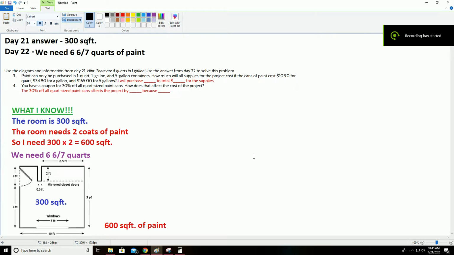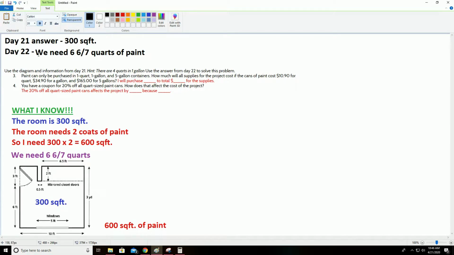Good morning, everyone. I wanted to go over day 23 of your AMI packet. We're still going to be working with the room that we've been working on Monday and Tuesday. On day 21, Mr. and Miss Shaw found the answer to be 300 square feet, so we know that the room is 300 square feet total.